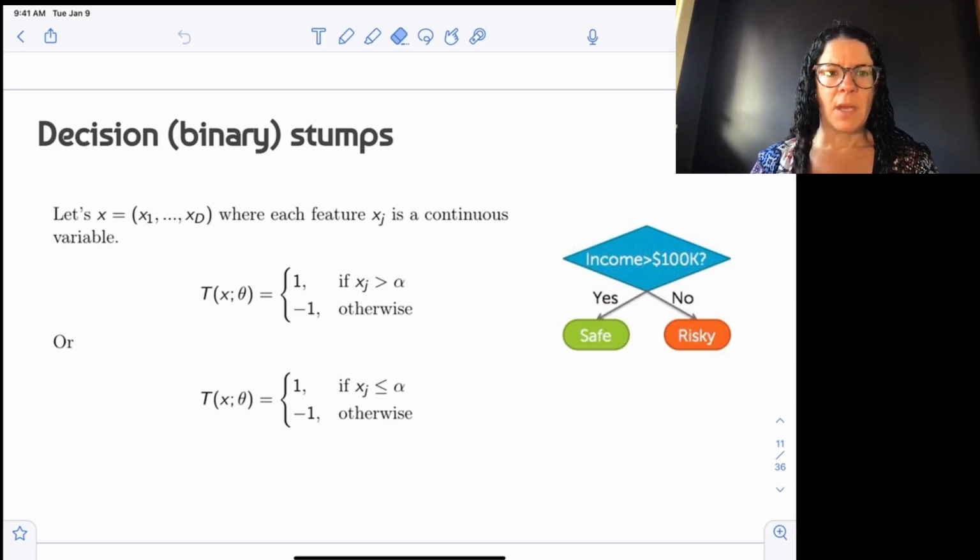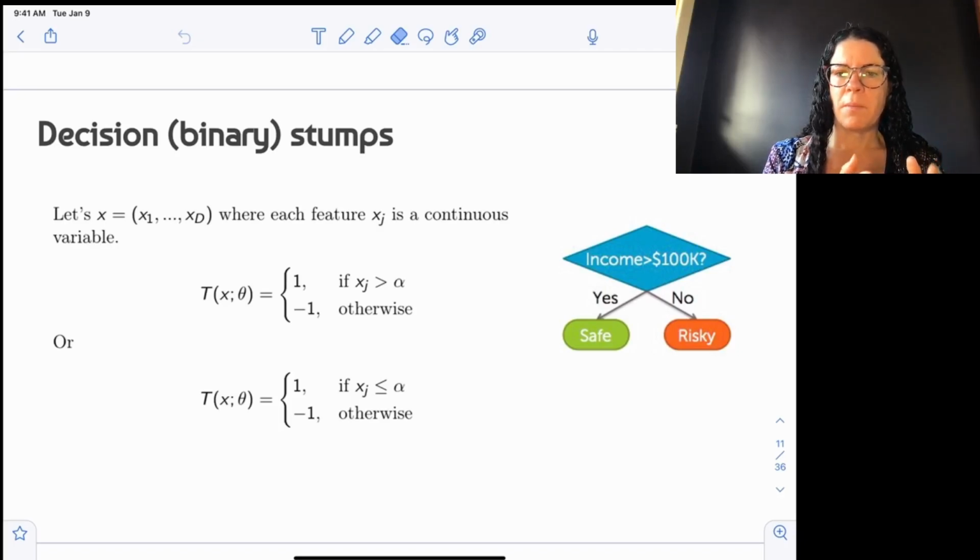I am going to start throwing in some notation so that we can start talking about trees. In the case of stumps, we can write them in this way: we have a variable xj, and we say the variable xj can be bigger than alpha or smaller than alpha, and then we give it either a 1 or a -1.